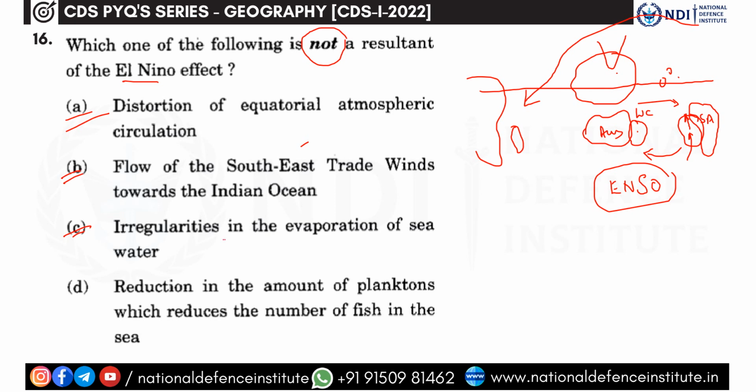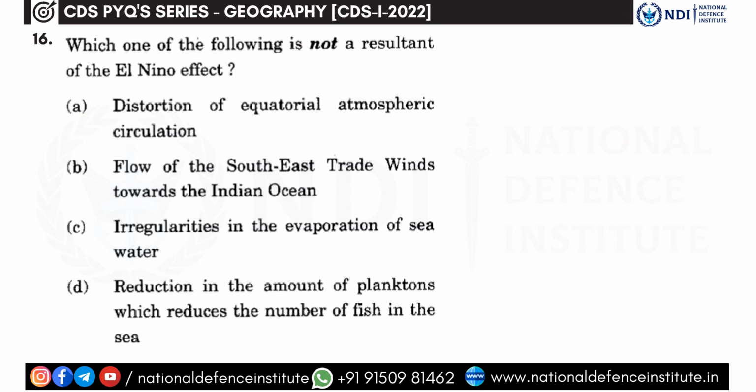Reduction in the amount of planktons, which reduces the number of fish in the sea. This is also present. But the thing is, here it has no effect with the flow of southeast trade winds towards the Indian Ocean. So equatorial atmospheric circulation, irregularities in the evaporation of seawater. See here, of course, it does distort the equatorial atmospheric circulation. Of course, that is right. They are asking not a resultant. So flow of southeast trade winds towards the Indian Ocean.